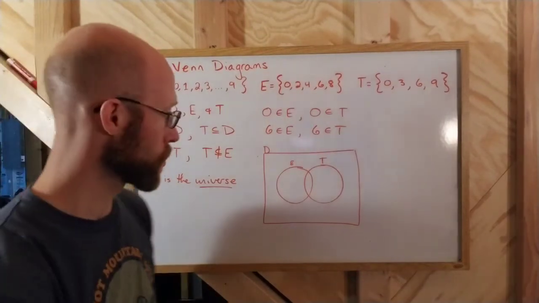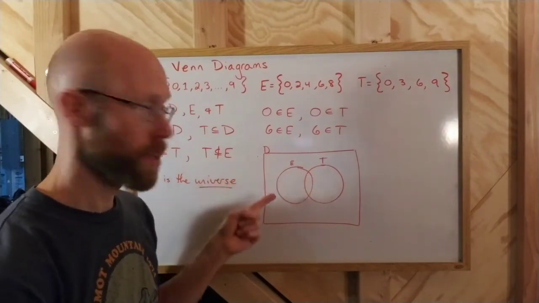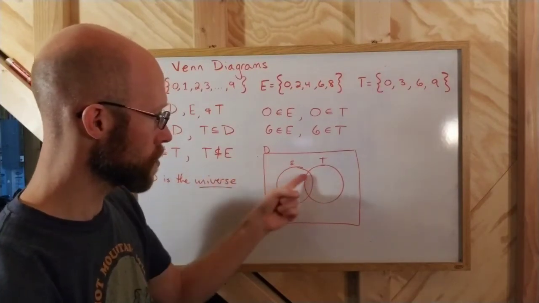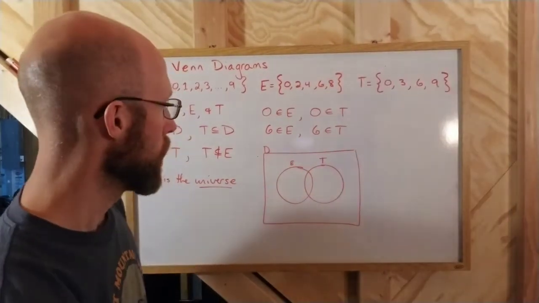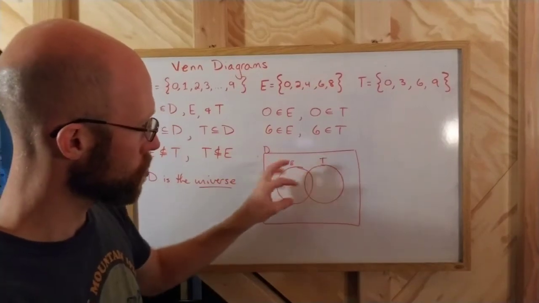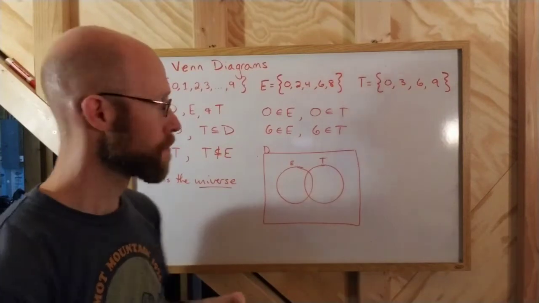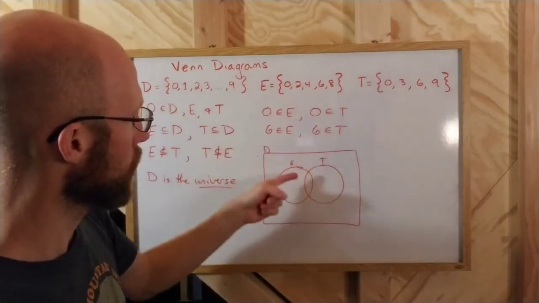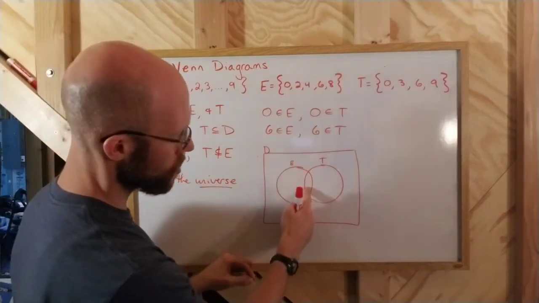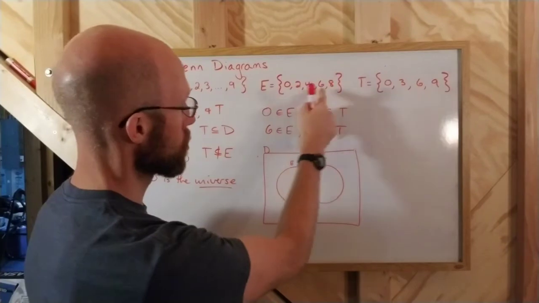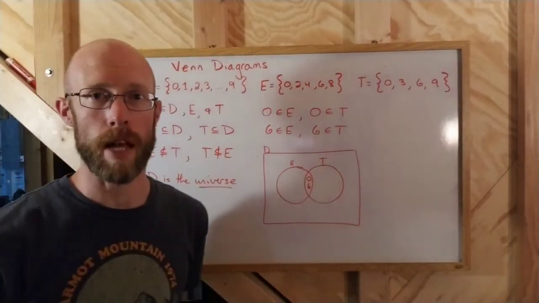Now we have the universe set D, which are the digits, and then set E, the evens, and set T, which are the triples, the multiples of 3. In these regions, I can list all of the elements. The elements that are in both E and T are going to be in this overlapped region here, 0 and 6. So I could just write those in, 0 and 6. They're going to be in that overlap region.